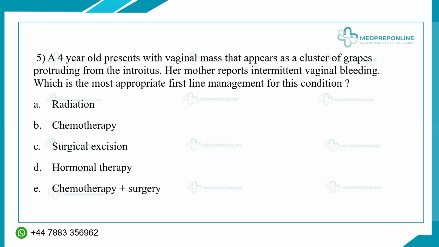Sarcoma botryoides is a type of embryonal rhabdomyosarcoma. It commonly affects the vagina in young girls. Usually they present with a polypoid, grape-like mass protruding from the vagina and lead to intermittent bleeding. So here the first line of management is chemotherapy plus surgery. You will have to give chemotherapy first to shrink the size of the tumor, then you do surgery. The patient may require chemotherapy later to prevent recurrence, right? So this is the answer. Answer is E. Chemo and surgery. All right.